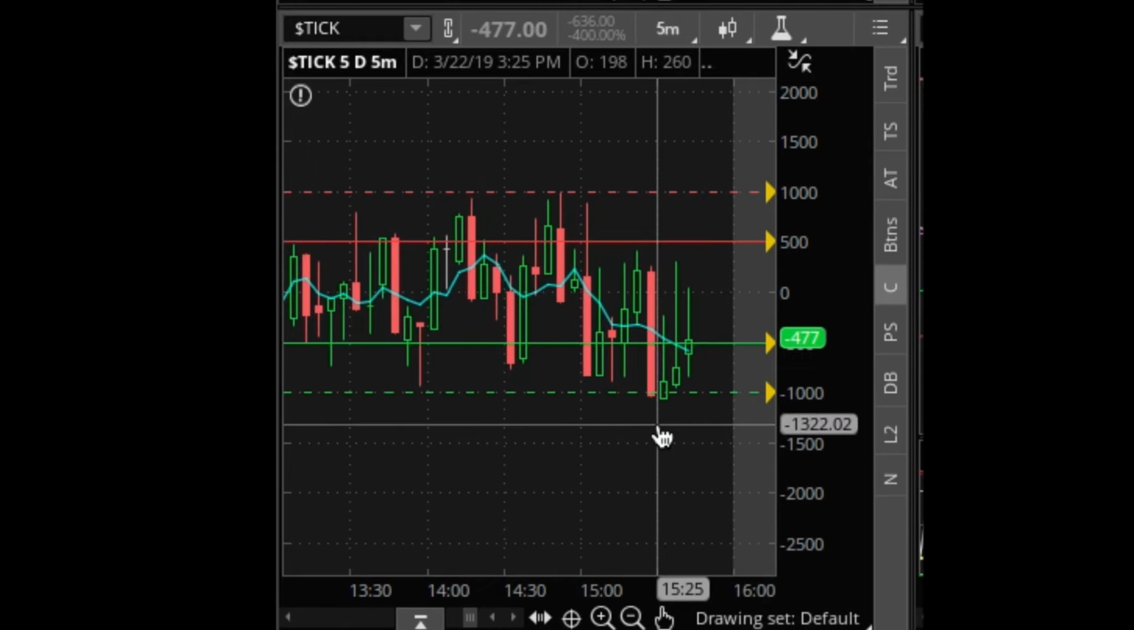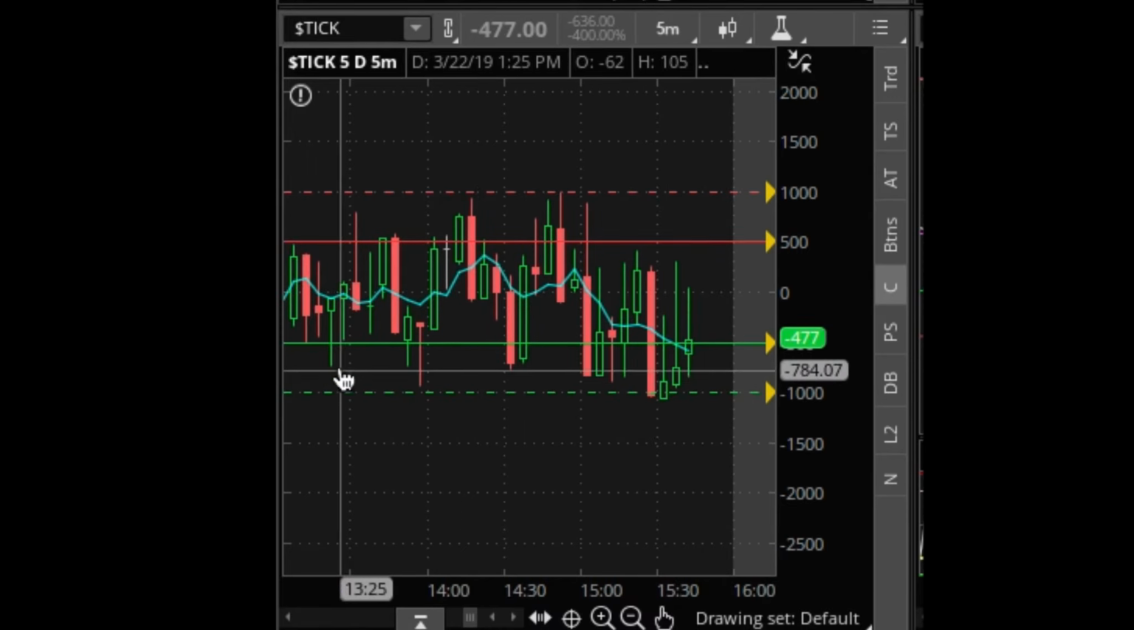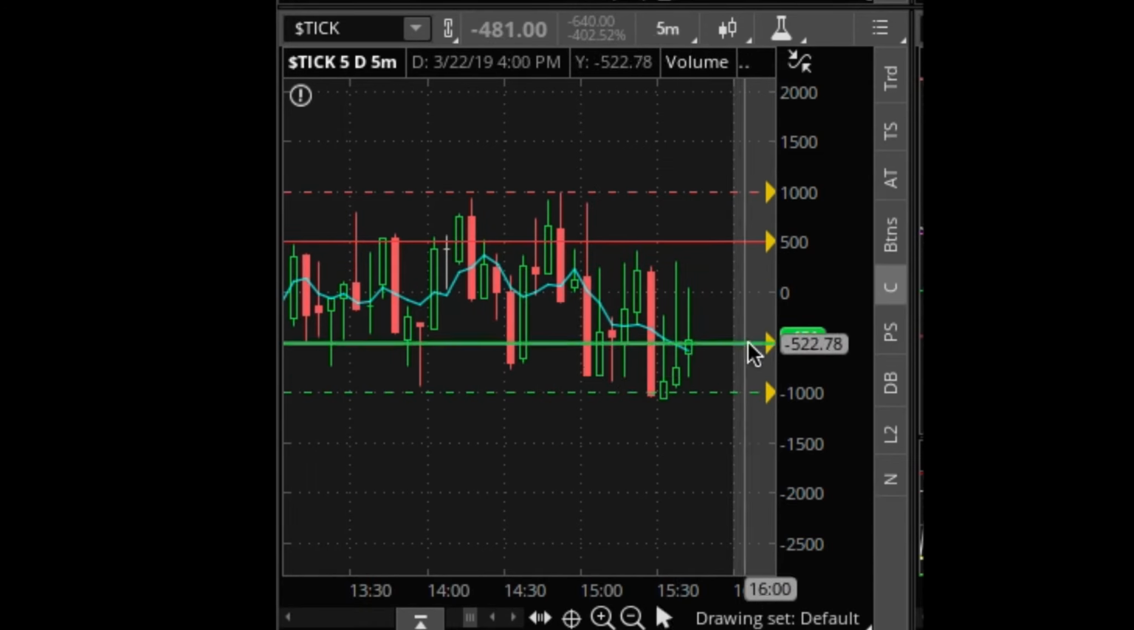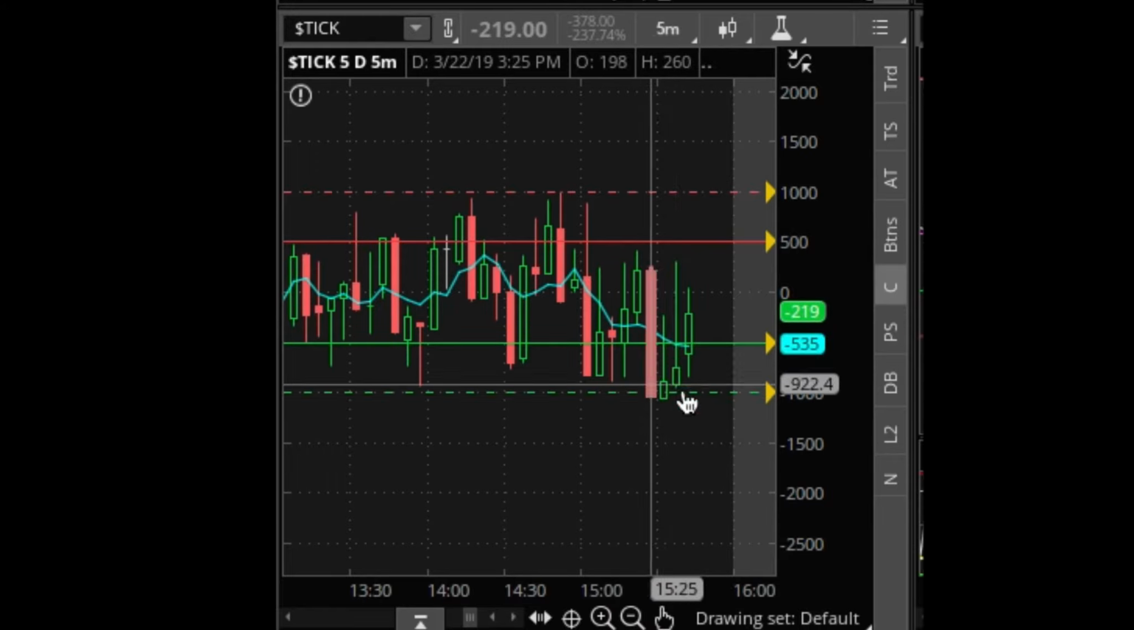As you can see and hear, the tick, man, it just said, no way, Jose. We're going low. And it started bouncing off these minus 500, minus 1,000 levels again.